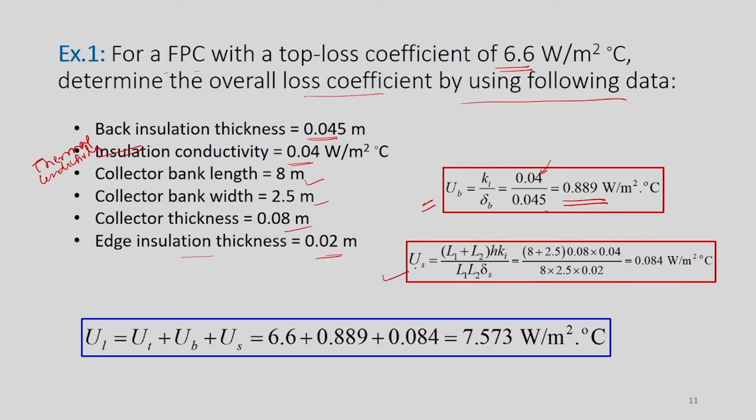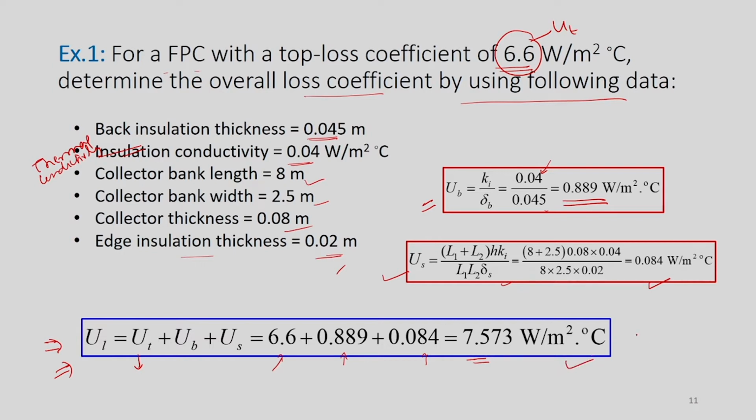And US, we can apply the knowledge we have derived now. US is something like this, then we just substitute the values given in this problem, and we will get a value of 0.084 watt per meter square per degree Celsius. Okay. Since UT is given to us, UL you can straight away calculate as UT plus UB plus US. Substituting those values we have calculated, we get about 7.573 watt per meter square per degree Celsius. Okay.